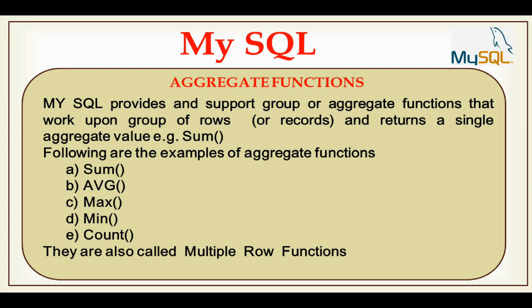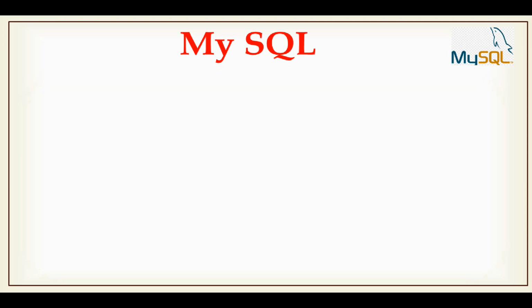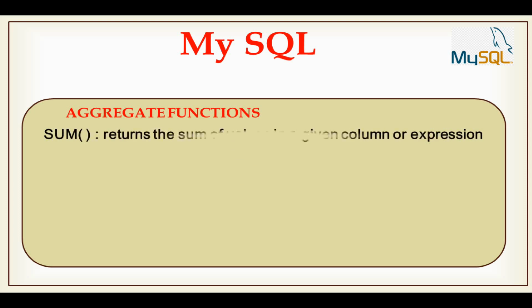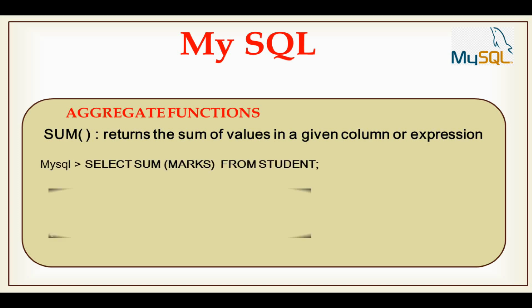So finally we have two categories of functions in MySQL. Number one is single row functions or scalar functions. These work with a single row at a time, and they return a result for every row of the query table. The second category is MySQL aggregate functions or group functions, which work upon multiple rows at a time. That is why they are called multiple row functions, and they return a single aggregate value. Now let us move to learn these functions one by one.